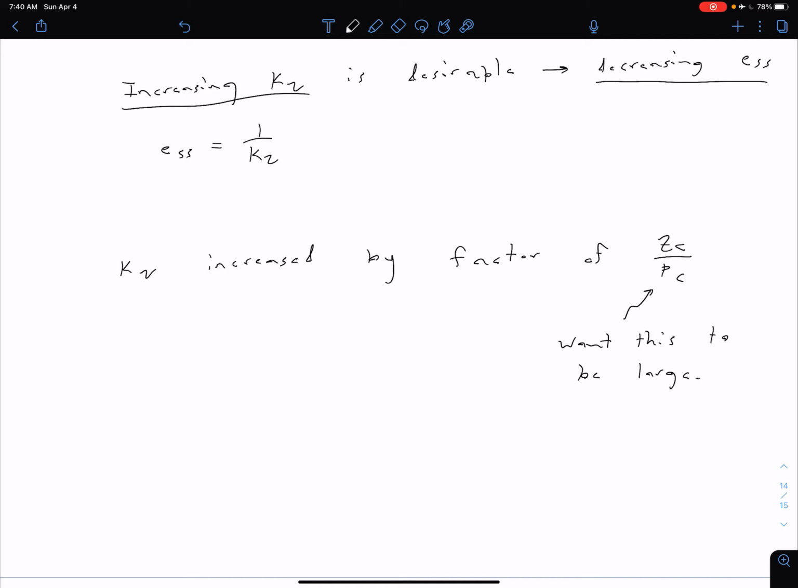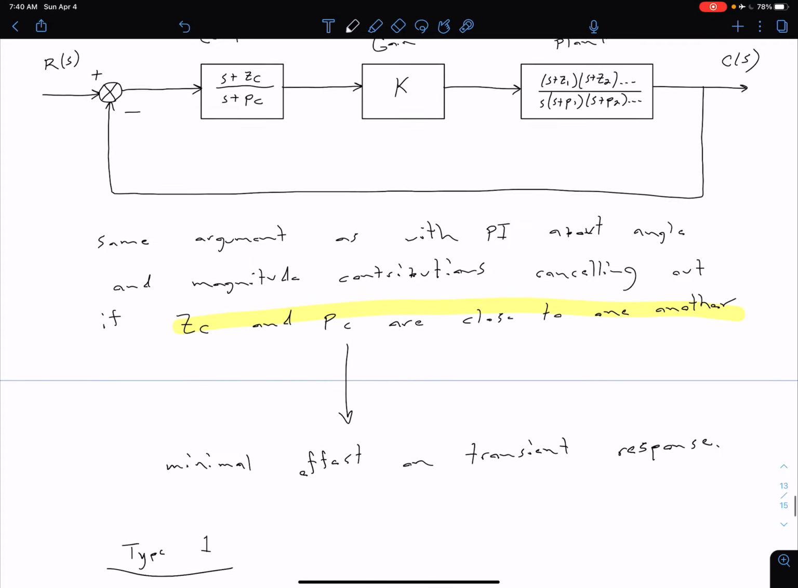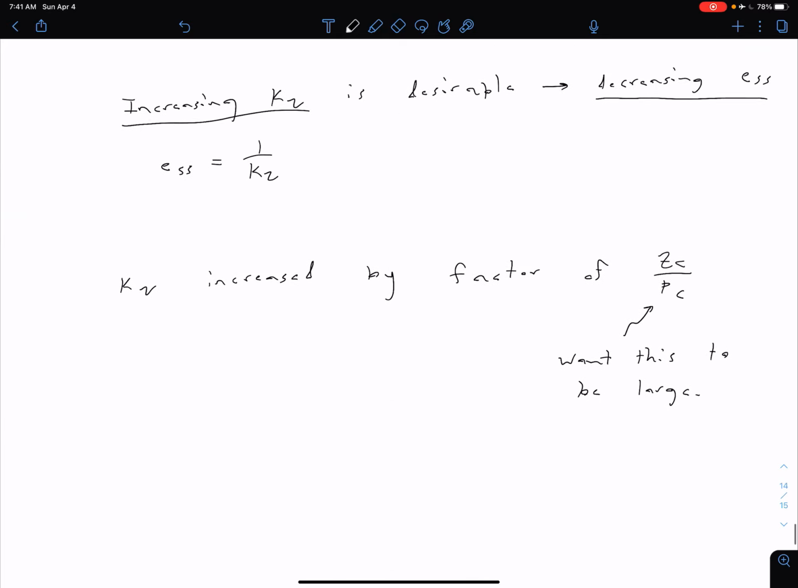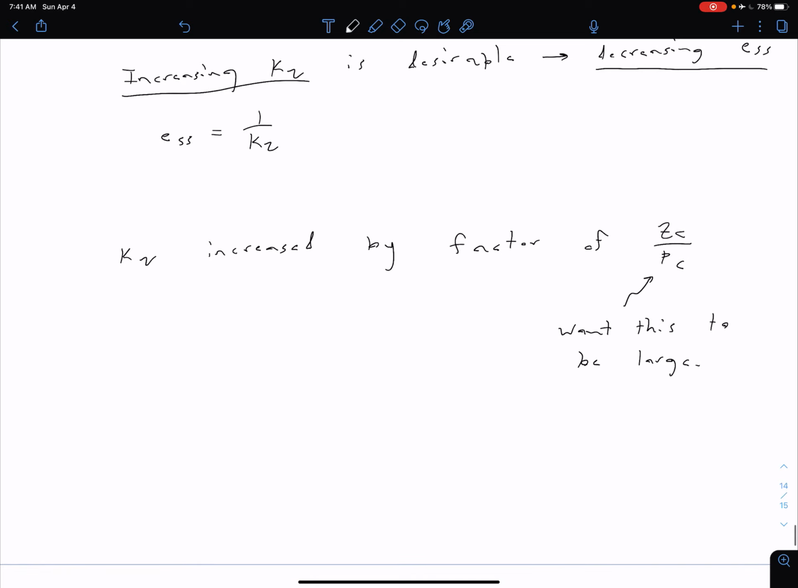We can do that really easily just by making this ZC value really big compared to PC. However, we need to think back to our requirements in terms of our angle and magnitude contributions canceling out. We said that ZC and PC have to be close to one another. So keeping these two things in mind, we want to reduce the effect on the transient response by having that pole and zero close to one another. At the same time though, we want our ZC to be much larger than PC to have this ratio be large and therefore have maximum reduction in our steady state error.